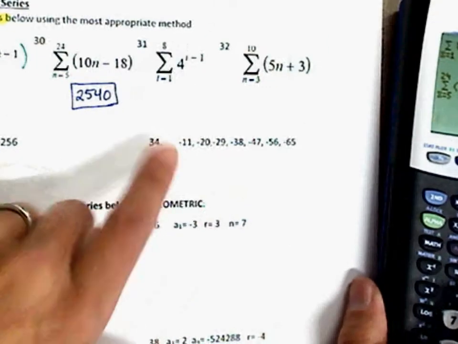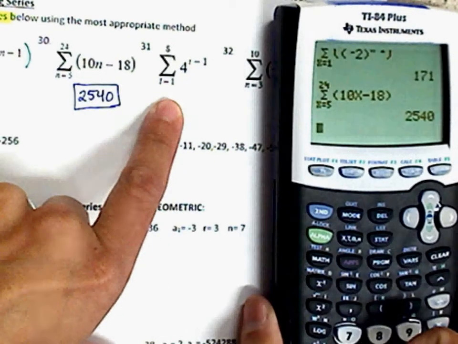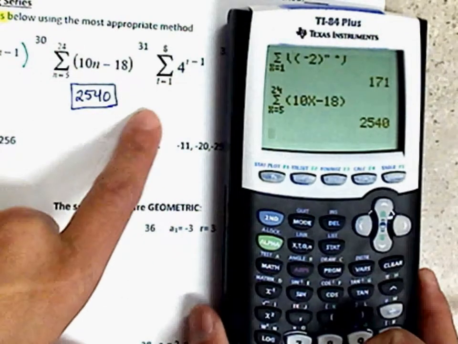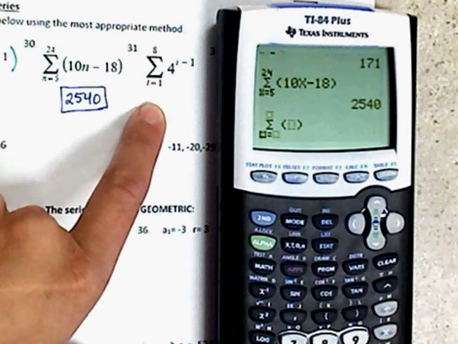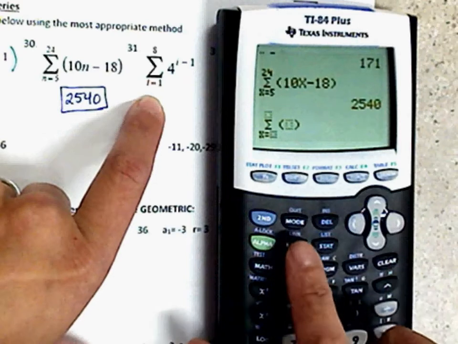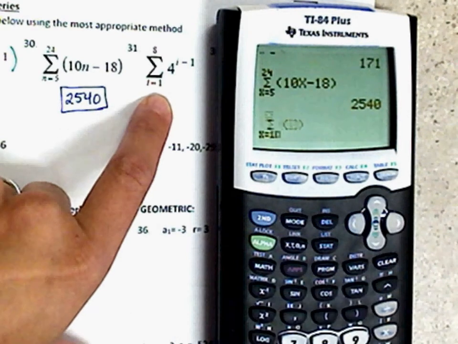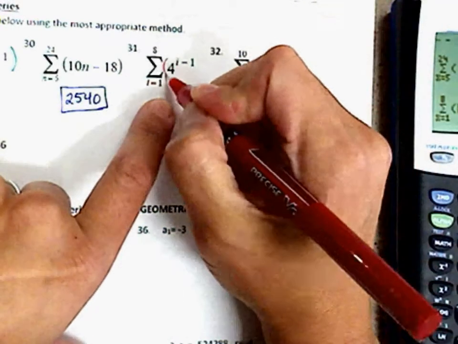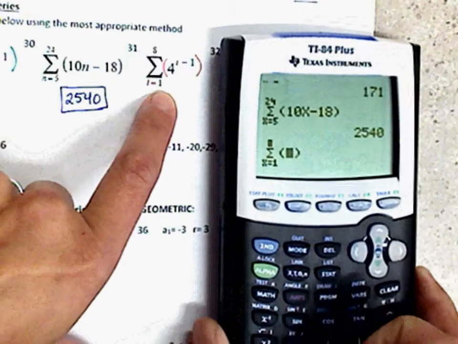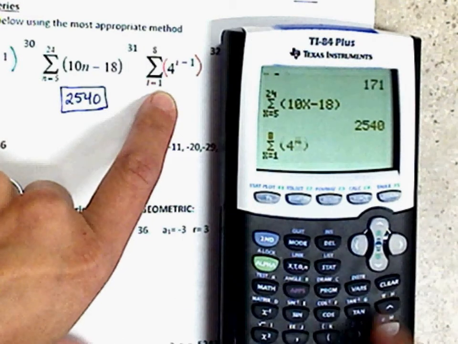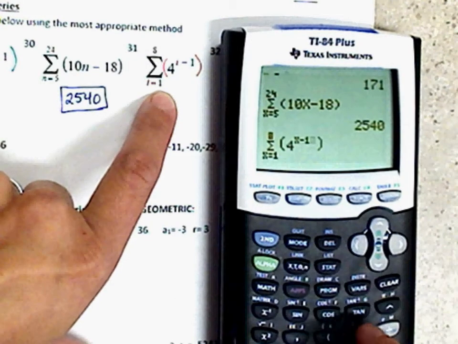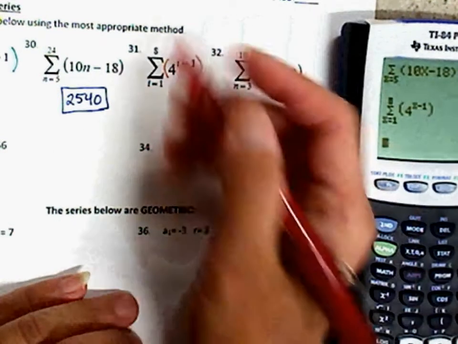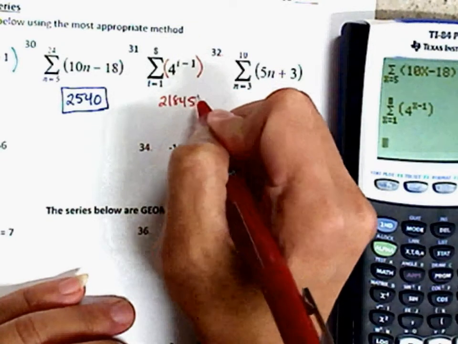Let's look at number 31. This one is geometric. I know that looks like an imaginary, but here it is just a variable. Alpha window, number 2, x, remember this x, starting with my first term, going to my 8th term. Now I'm going to put parentheses around it so I always know what it looks like. See it right there? 4 raised to the x minus 1. See how it looks just alike? Comes out to be 21,845.